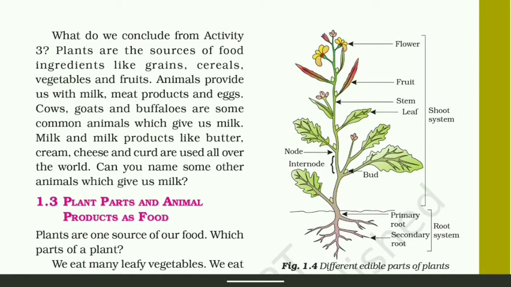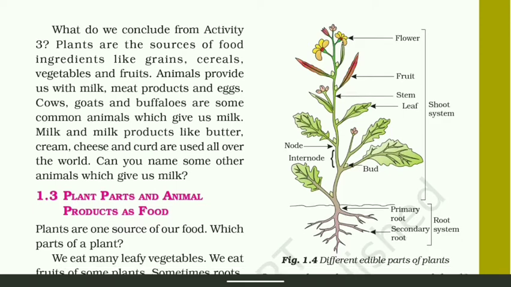What do we conclude from Activity 3? Plants are the sources of food ingredients like grains, cereals, vegetables, and fruits. Animals provide us with milk, meat products, and eggs. Cows, goats, and buffaloes are some common animals which give us milk. Milk and milk products like butter, cream, cheese, and curd are used all over the world. Can you name some other animals which give us milk?